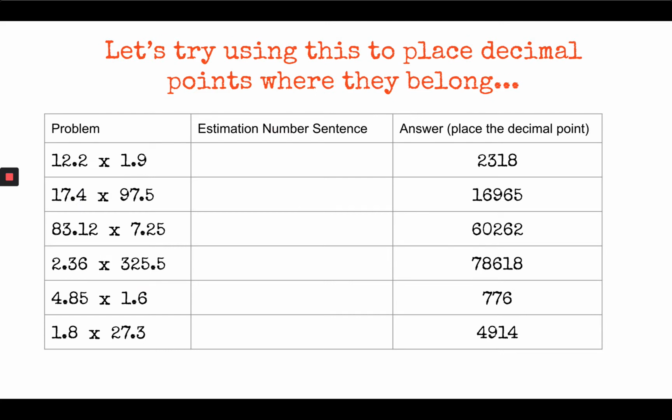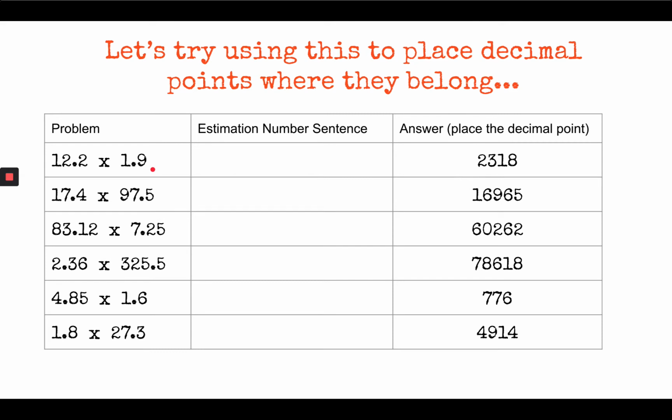All right, now we're going to look at a little table, and we are going to use this to make some estimation number sentences. And then also, we're going to place the decimal point where it belongs. So if you look at this, they have the actual correct answers here. So 12.2 times 1.9. If you were to multiply that on a calculator, you would get all of these numbers. But the thing that's missing is the decimal point. And we're going to put that decimal point in there using our estimation.